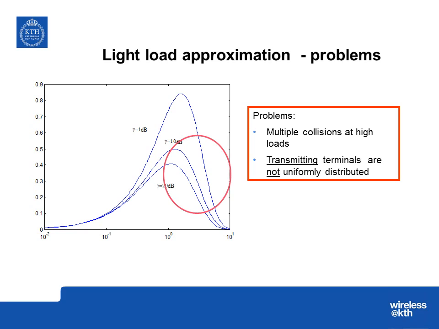And another important issue is that the transmitting terminals are no longer uniformly distributed in this case. It is much more likely that a transmitter close to the center of the cell or close to the base station will be successful than a station close to the boundary that is most likely to lose a collision.